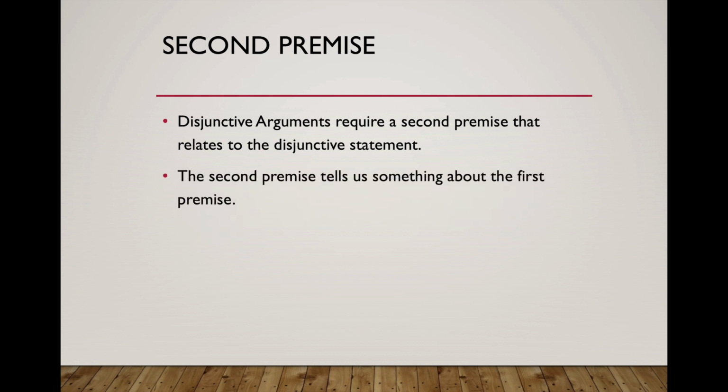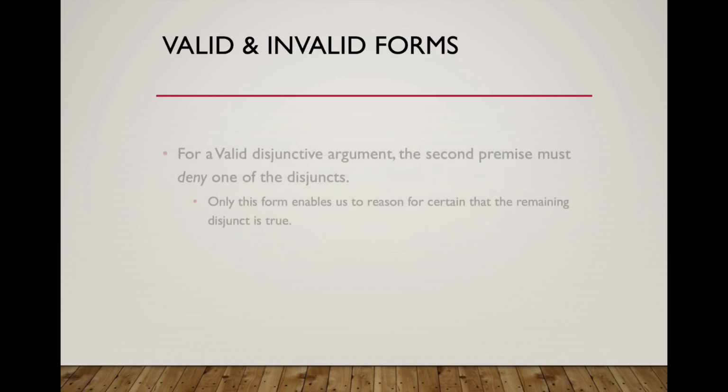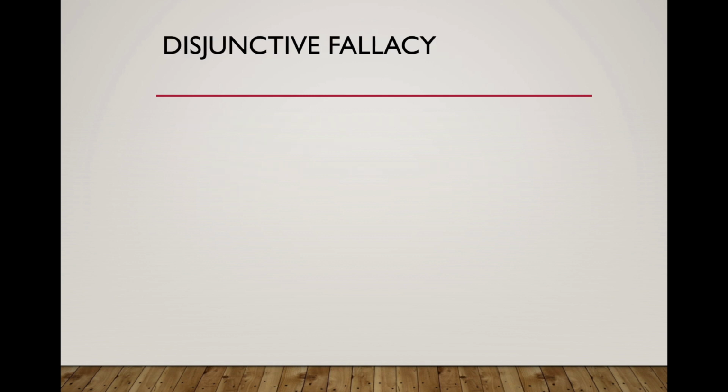The second premise is going to tell us something about the first premise, and the second premise will either affirm or deny the first or the second disjunct. For a valid disjunctive argument, then, the second premise must deny one of the disjuncts. Only this form enables us to reason for certain that the remaining disjunct is true.